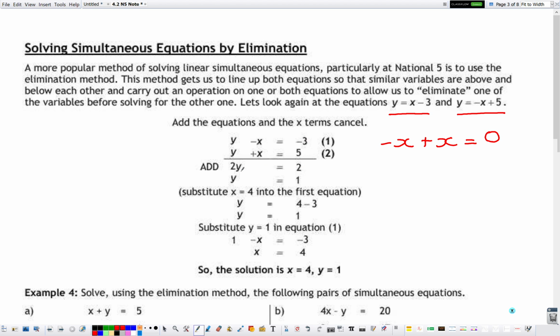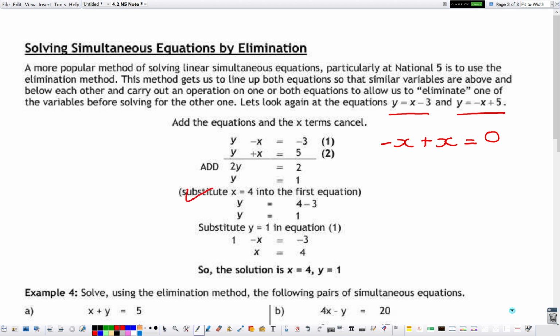So actually doing that makes this really simple equation 2y equals 2, which is now very easy to solve by dividing by 2 on both sides to give me y equals 1. Okay, so the reason we are eliminating a variable is to give a nice easy equation which we can then use to find one of our variables. Now, we're only halfway there. We've found one of our variables. We now need to find the x. So this involves a substitution.